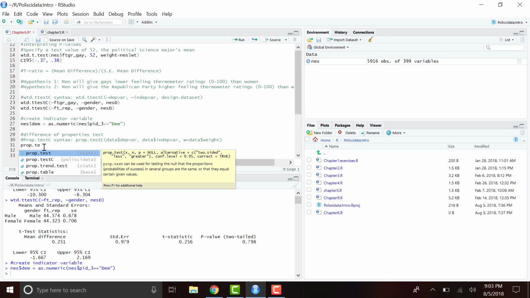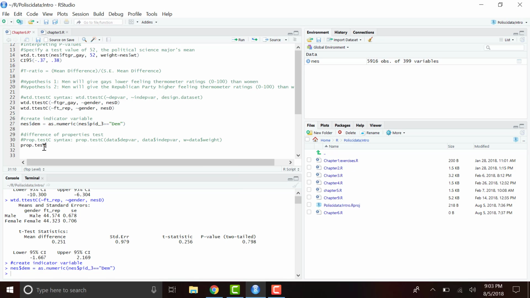So we use prop.testC, and then we're doing the data and our dependent variable, which is dem, and the data and our independent variable, which is gender. And lastly, we always have to do our weights. Don't forget. Okay.